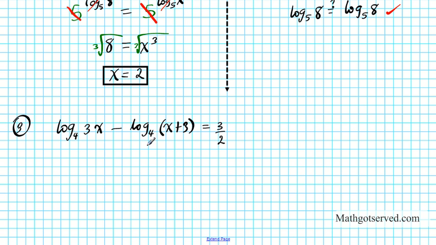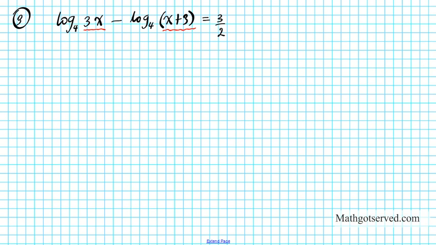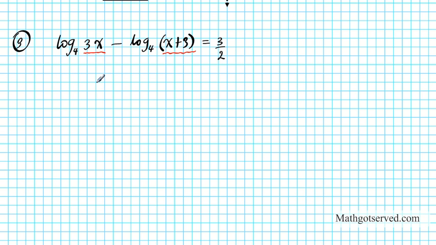Now we need to condense these two logarithms into one before we can eliminate. So we're going to use the quotient property of logarithms to condense these two. We're going to be dividing the arguments of the logarithmic terms. To do that, we're just going to bring down the log base 4. So we have log base 4, the first argument is the numerator, the second argument is the denominator, right? 3x over x plus 3 equals 3 over 2.